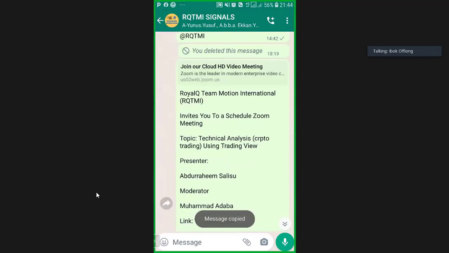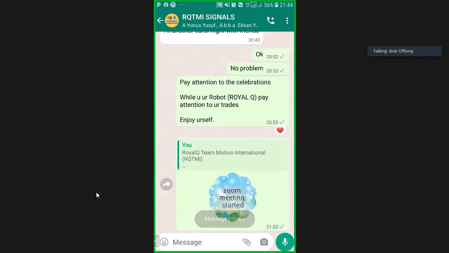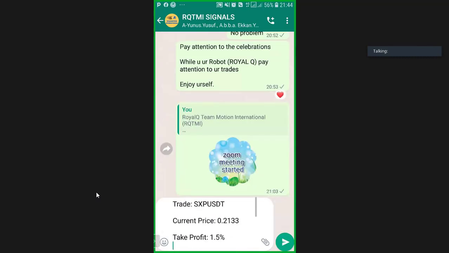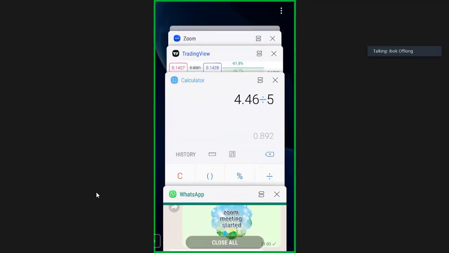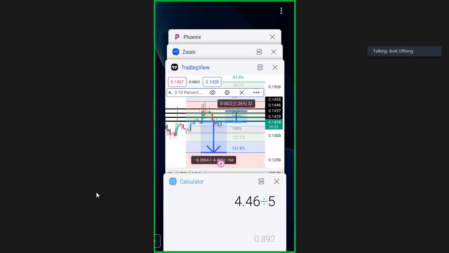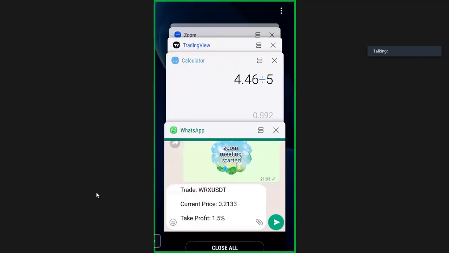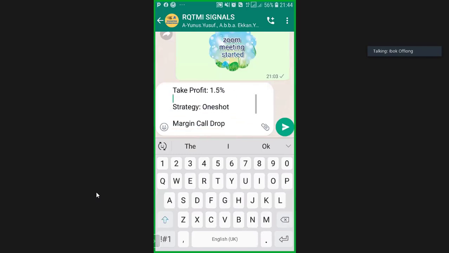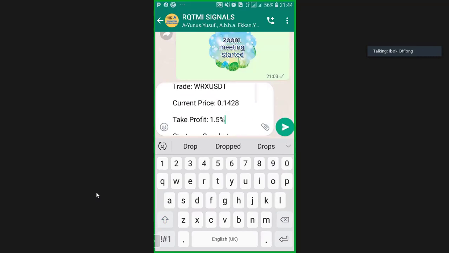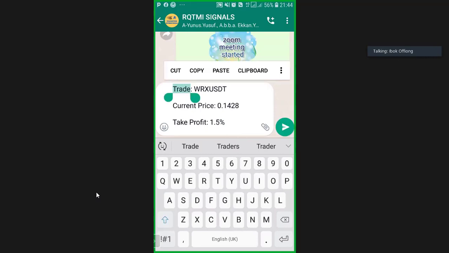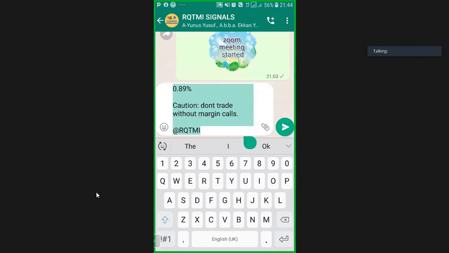Let me just type it and send it. We have WRX. Check the price. Current price 0.1428. Take profit 1.5. First call to fifth call 0.89. That's all, right? I think I need to send it because we always post with reasons and we cut it.